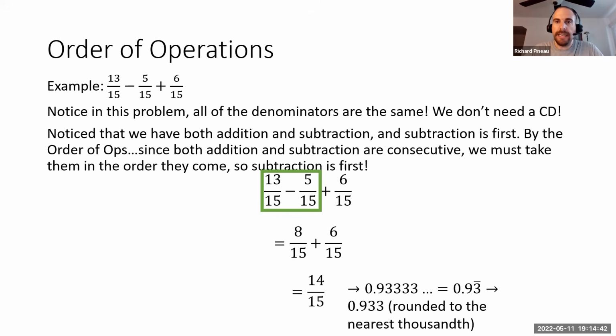As a decimal, just in case anybody's wondering, it's 0.9333, and you'll notice the 3 is what's repeating. And if we round this to the nearest thousandth, it would be 0.933, just to give you a little bit of context, just in case the directions ask you to do some rounding here.